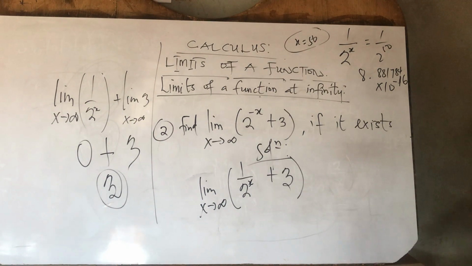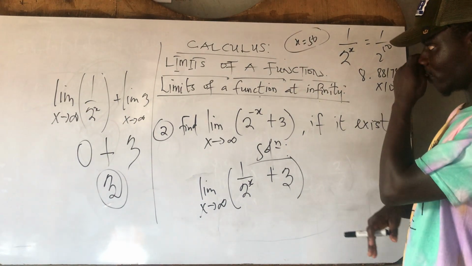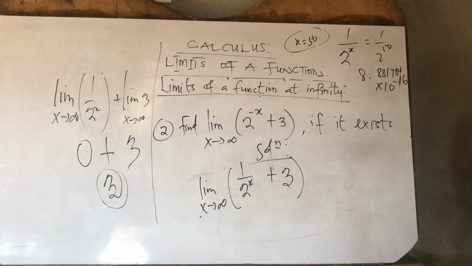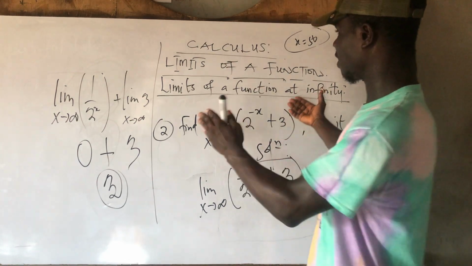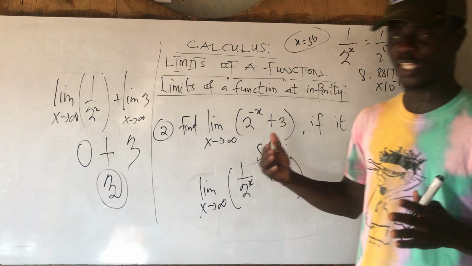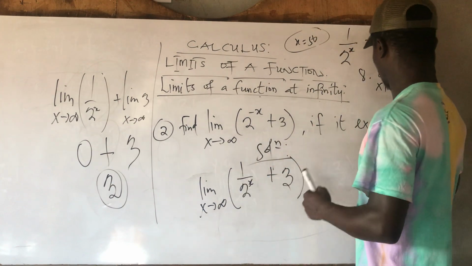So that's it. So when you get something like this, this is how you'll be doing it. Now let's see another type of this limit of a function at infinity. Let's see another type of that.